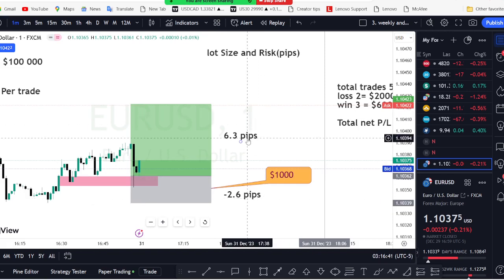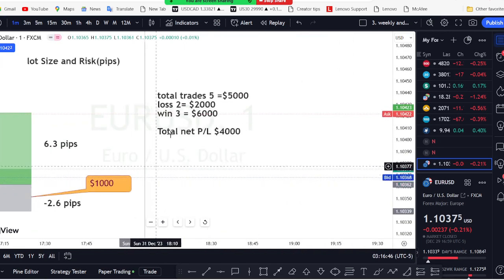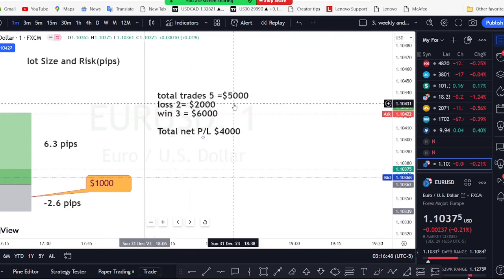Okay, I have explained the lot size and the pips. The risk is $1,000 per trade, and we are doing this for the others.